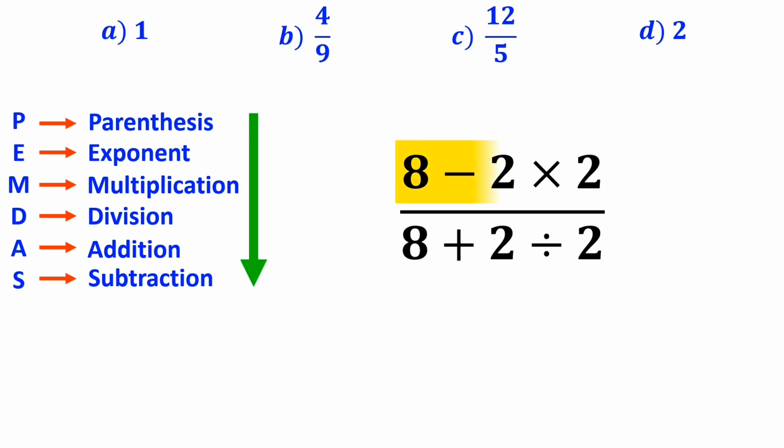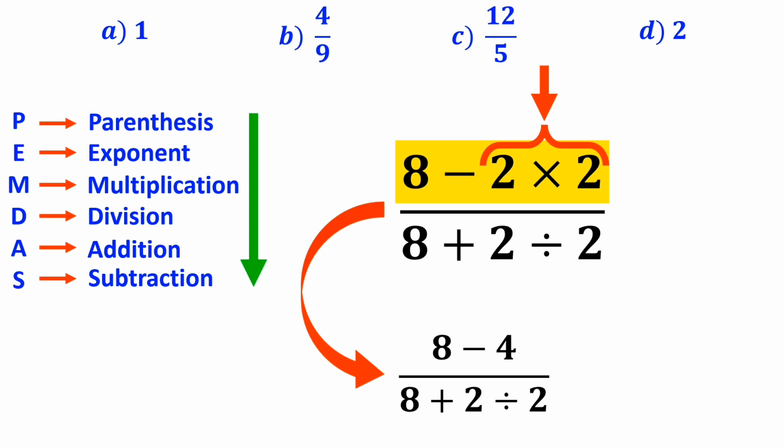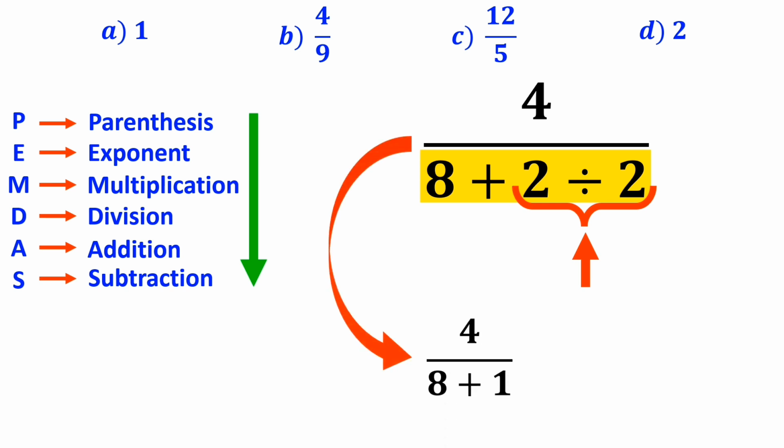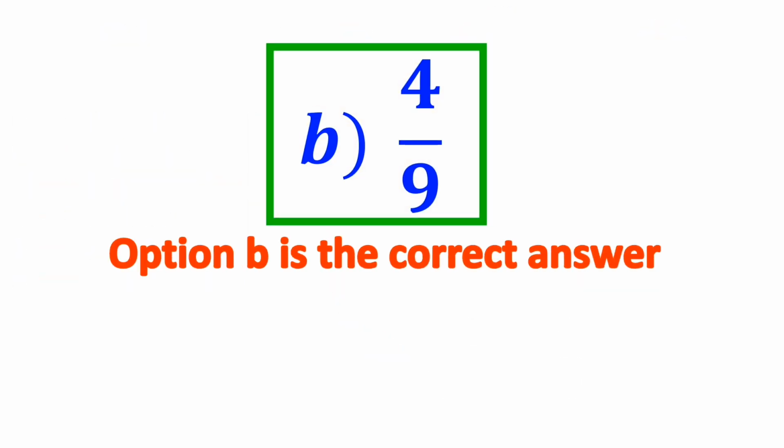Alright, let's start with the numerator of this fraction and go for the multiplication first, because multiplication has a higher priority than subtraction. So instead of the original expression, we can write 8 minus 4 over 8 plus 2 divided by 2, which simplifies the numerator to 4 over 8 plus 2 divided by 2. In the next step, we move to the denominator of this fraction and start with the division, since it has a higher priority than addition. So instead of this expression, we can write 4 over 8 plus 1, which finally simplifies the entire fraction to 4 over 9. Therefore, option B is the correct answer to this question.